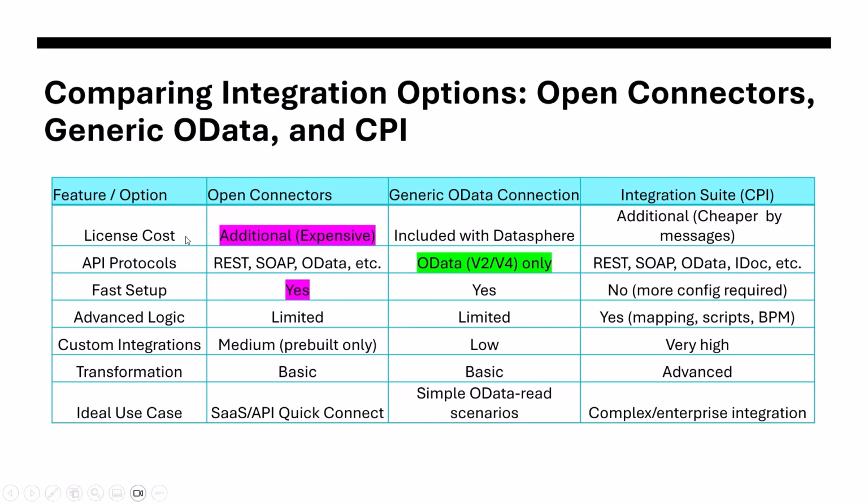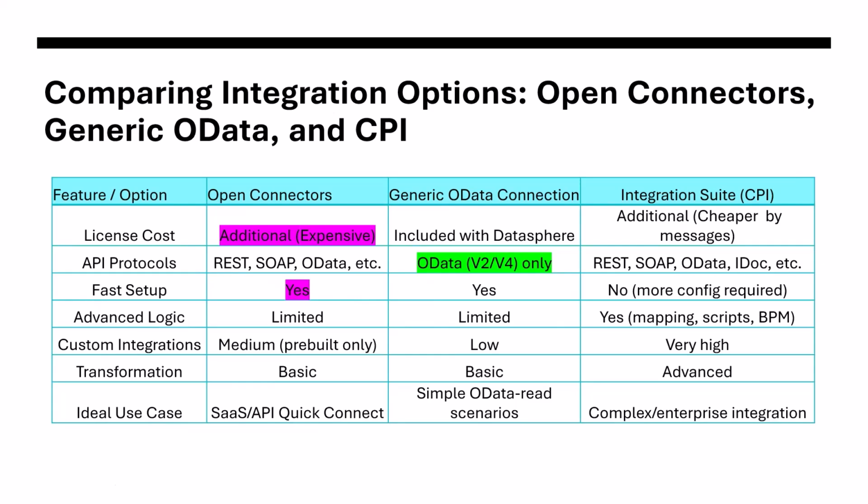And then the last one that I wanted to talk about is license cost. This is free, included with Datasphere, but you have limitations though. And integration suite is not free. You get a new service instance created. You can create an iFlow. iFlow message processing is not very expensive. You get 10,000 messages per month in a basic standard plan.